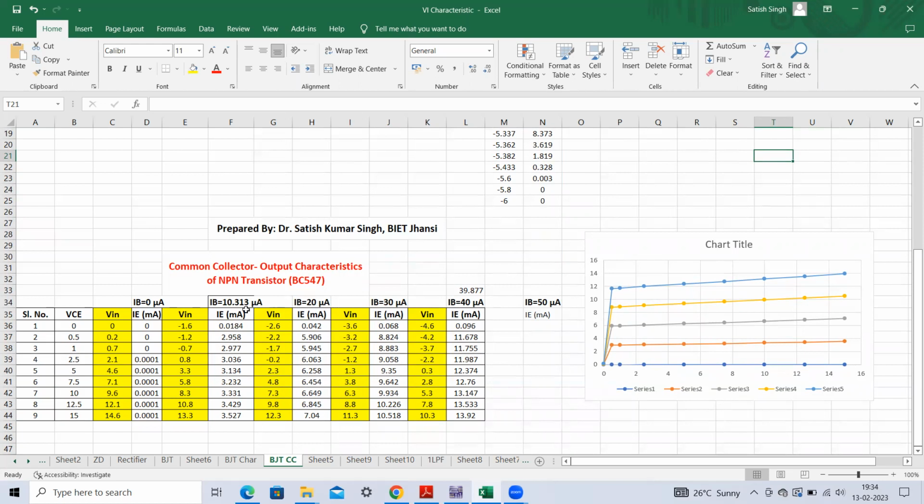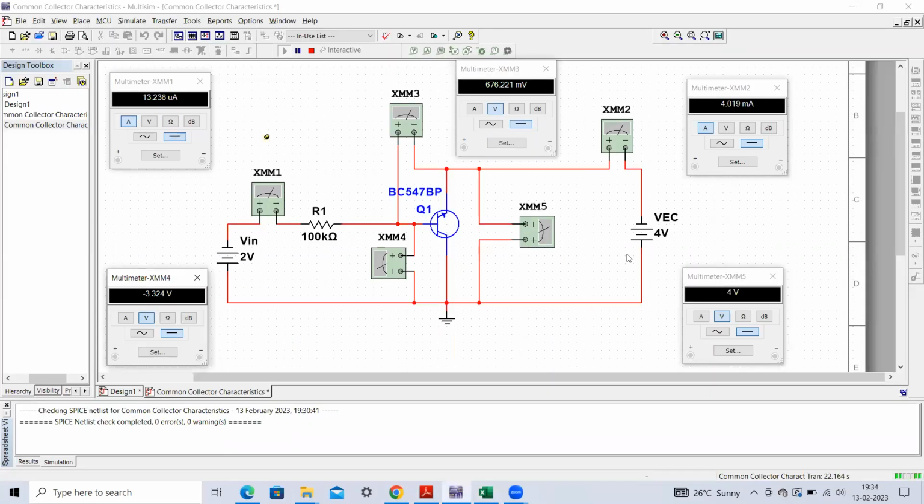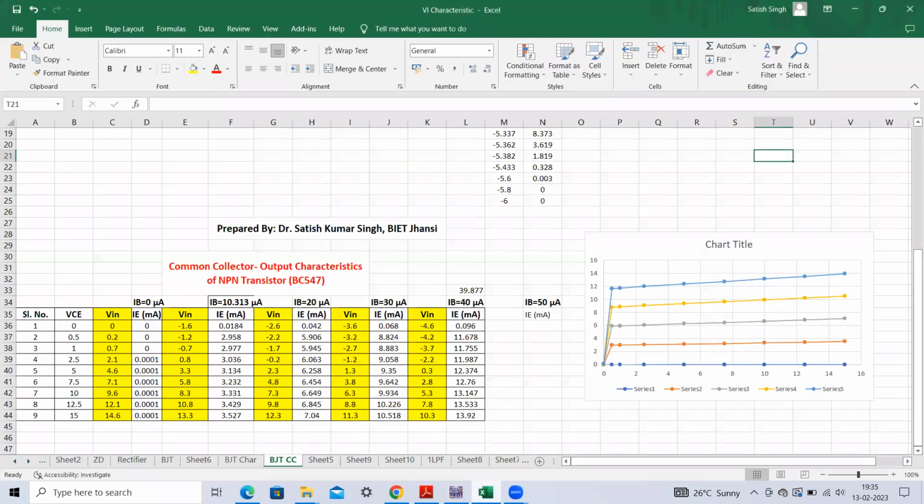So this way we can obtain the characteristics. Please try to see, we have to vary this emitter to collector voltage, and then we have to measure this particular emitter current, for a constant value of base current. So first we have to set the base current to a particular value. I'm just showing you a few of the readings. That will give you certain ideas, and then you will be able to perform the entire experiment.